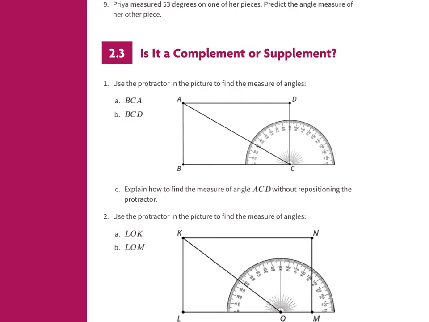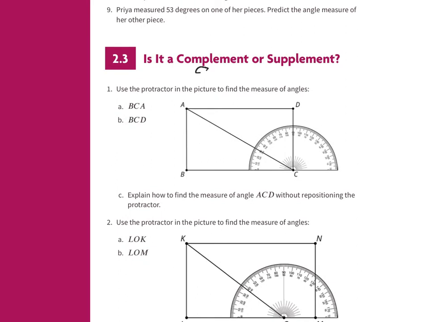Is it a complement or a supplement? Complementary angles are angles that add up to 90 degrees. Supplementary angles add up to 180 degrees. Use the protractor and the picture to find the measure of the angles. We know a right angle is 90 degrees, so let's look at this first one. BCA: B starts here, goes into C, and then out to A. So we're looking at this angle right here.